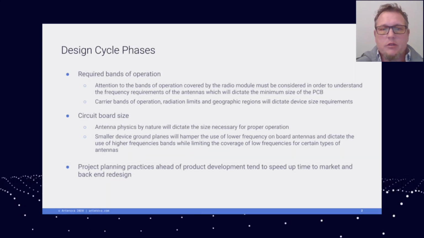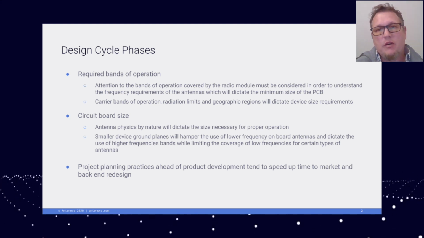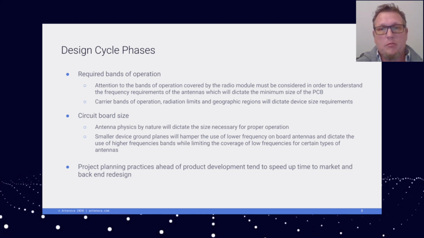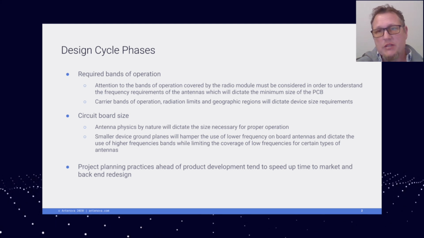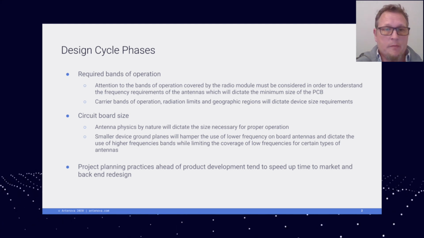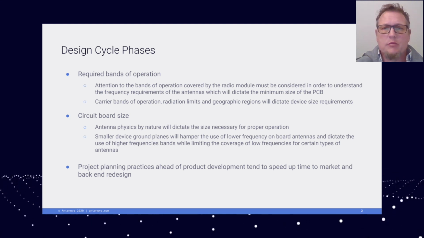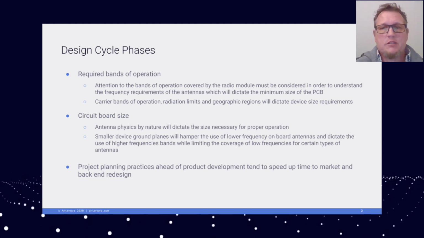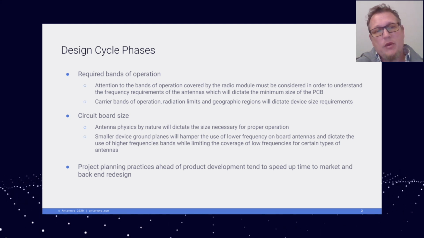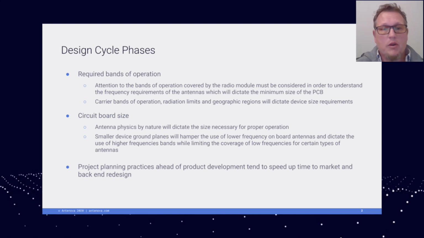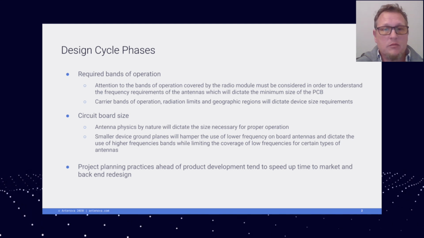First thing to consider during the initial design cycle phase is the required bands of operation. Attention to the bands of operation covered by the radio module must be considered in order to understand the frequency requirements of the antenna, which will dictate the minimum size of the PCB and the overall device size. Carrier bands of operation, radiation limits, and geographic regions will dictate device size as well. In the US, the carriers have bands that go down to 600 megahertz, requiring ground plane lengths of greater than 130 millimeters for the device to work properly.